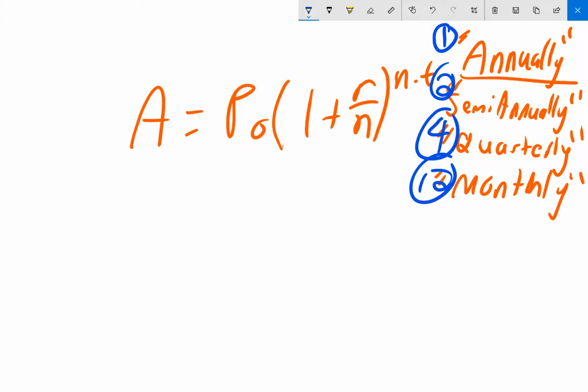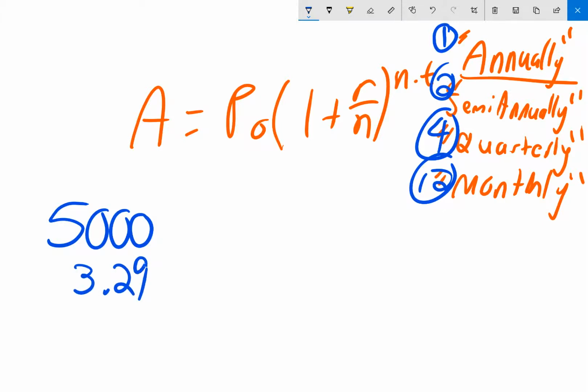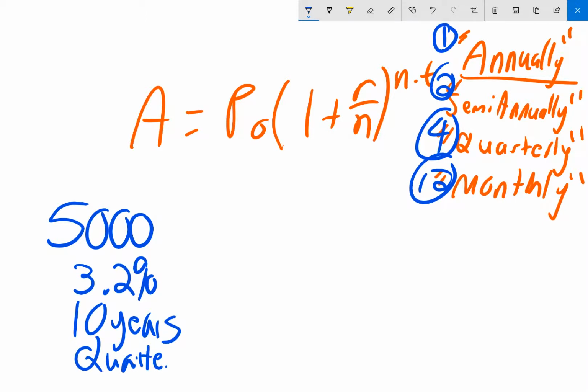So if I have a problem, and I'll put these parameters out, not the same as yours, but let's say I have $5,000. Let's say I'm investing at a rate of 3.2%. And let's say I do it for 10 years. And let's say it's quarterly. Okay. So basically, I'm investing $5,000 at a rate of 3.2% for 10 years, compounded quarterly.